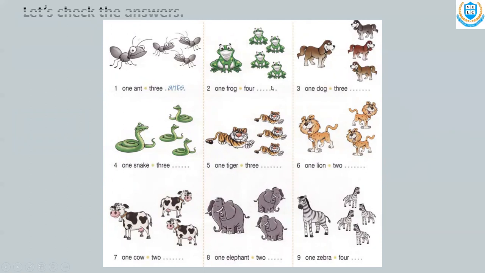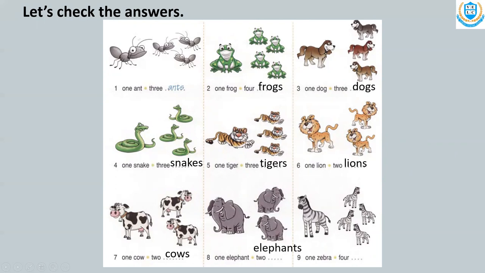So let's check the answers. Here, how many dogs? Three dogs. How many snakes? Three snakes. And how many tigers? One, two, three. Three tigers. How many lions? Two lions. How many cows? Two cows. How many elephants? Two elephants. And how many zebras? Four zebras. Got it. Okay, you got it?